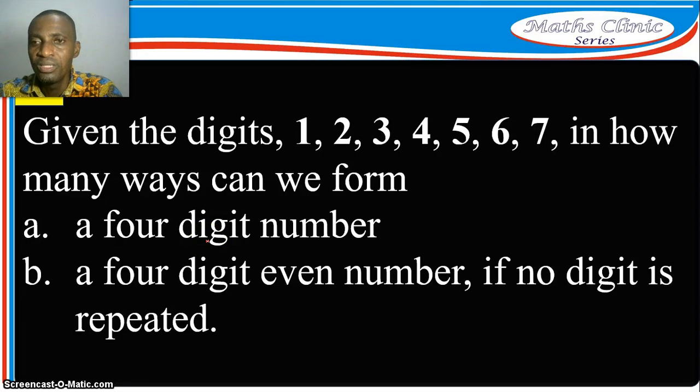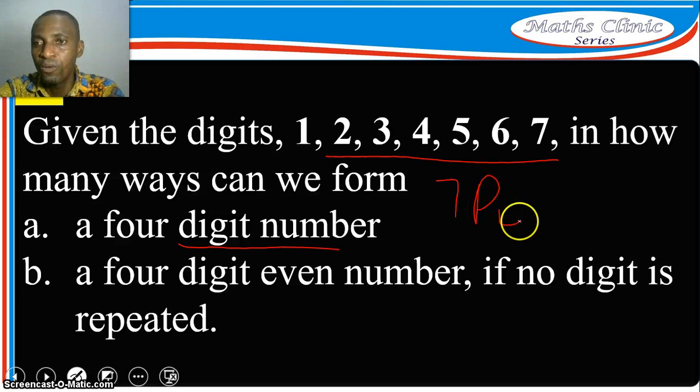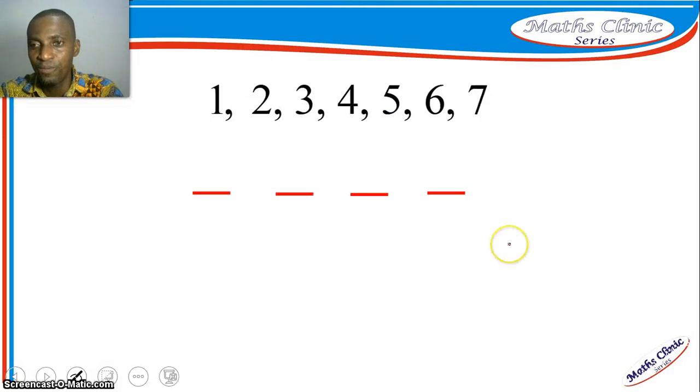Now, if we are to do it with repetition, we'll look at it. Then without repetition, if you are given 7 different numbers and you are to form a 4-digit number out of it, it's very simple. You can just say 7 permutation 4. That's what we did earlier on. But this time around, there are other conditions that will compel us to do something different.